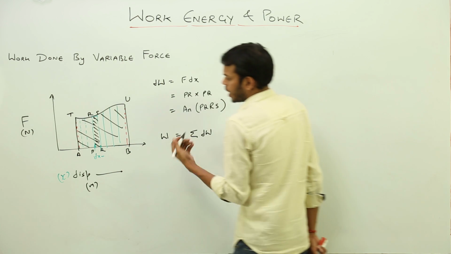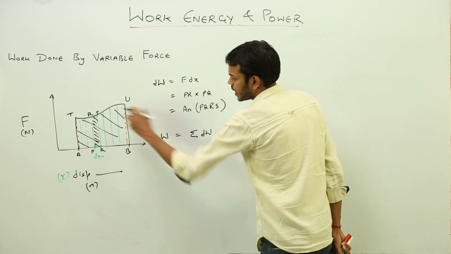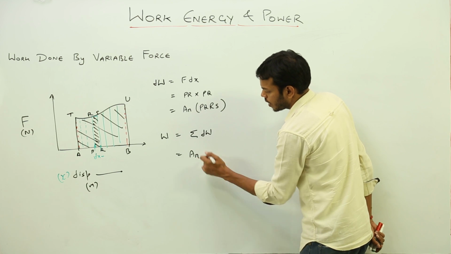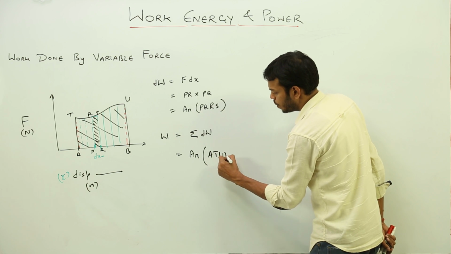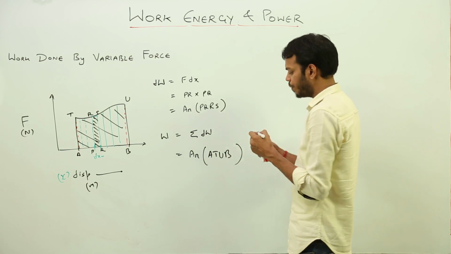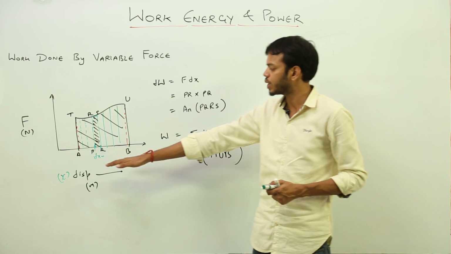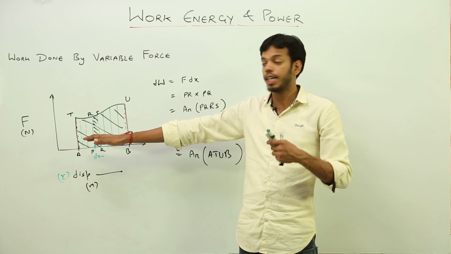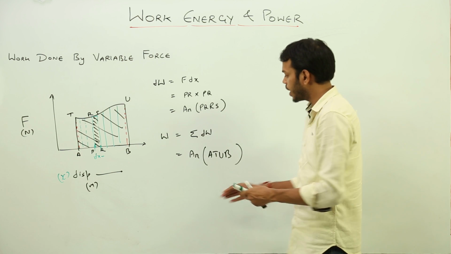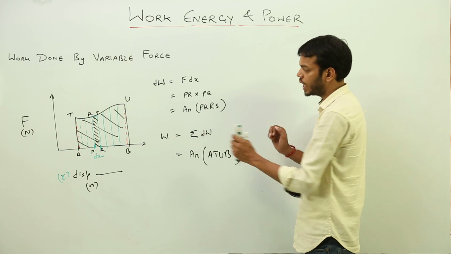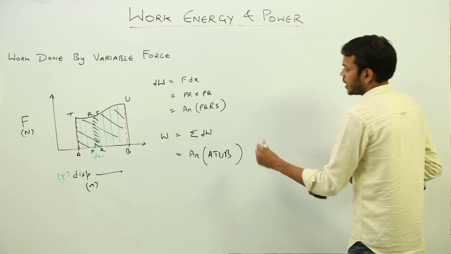So the entire summation of work done is equal to the area under the curve, that is ATUB. Now this is something which can easily be deduced from any graphical relationship between force and displacement. If there is a case of variable force and you have to find the work done, just find out the area under the curve and you will get the complete work done, which is the total area under the curve. Now there should be some mathematical expression as well.